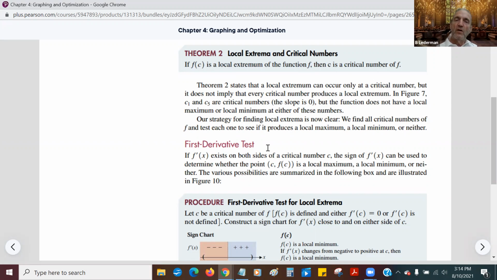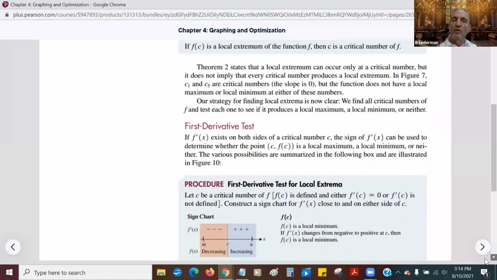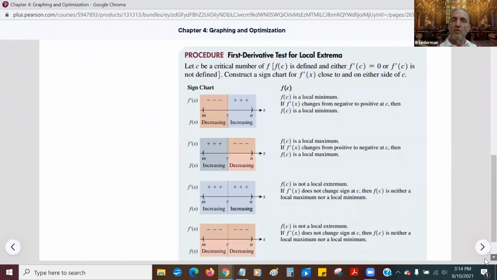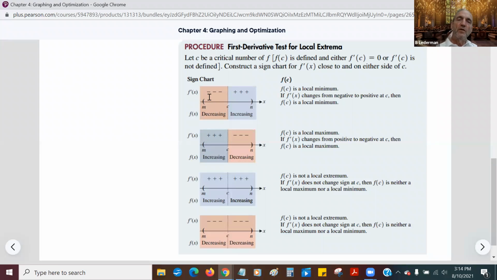So we're going to learn something now called the first derivative test. We're going to use the first derivative to tell us if the function is a max, a min, or neither. If the first derivative is negative, then becomes 0, then becomes positive, that means it's decreasing, hits the bottom, and then starts increasing. So we have a minimum. If it switches from positive to negative, we have a maximum. If it's positive, positive, it's not a max or a min. If it's negative, negative, it's not a max or a min.